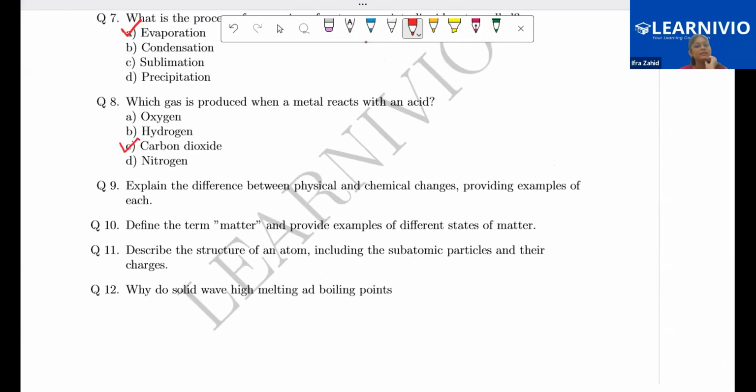Okay. Next, we have four theoretical questions. First, explain the difference between physical and chemical changes, providing examples of each. Not sure, ma'am. Okay, not sure.